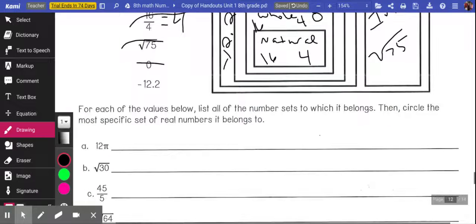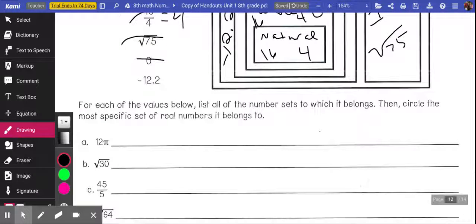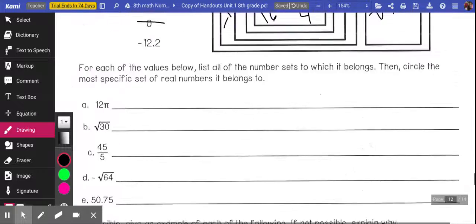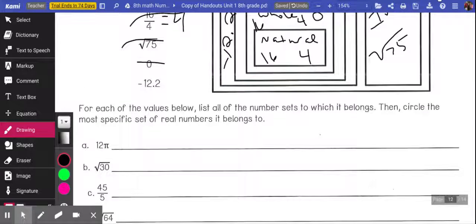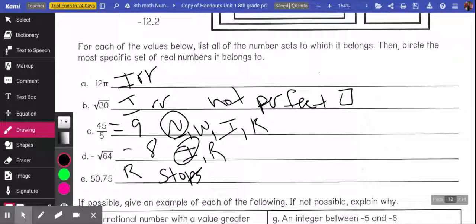Okay, so for each of these below, let's list all the number sets to which they belong. And then circle the most specific one, which would mean the one that would be in the center. So I'm going to have you go ahead and stop and pause and then check back with your answers. Okay, go ahead and look at your answers.